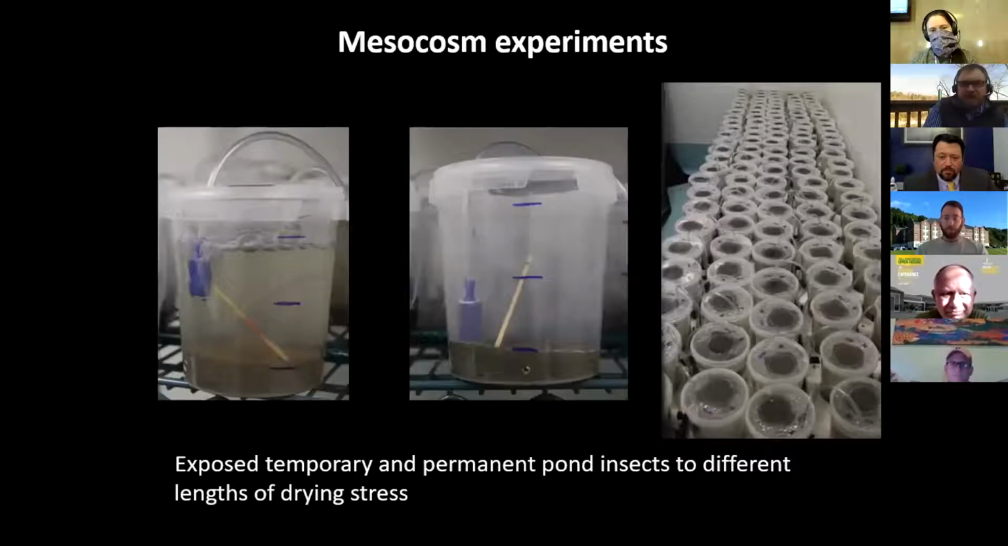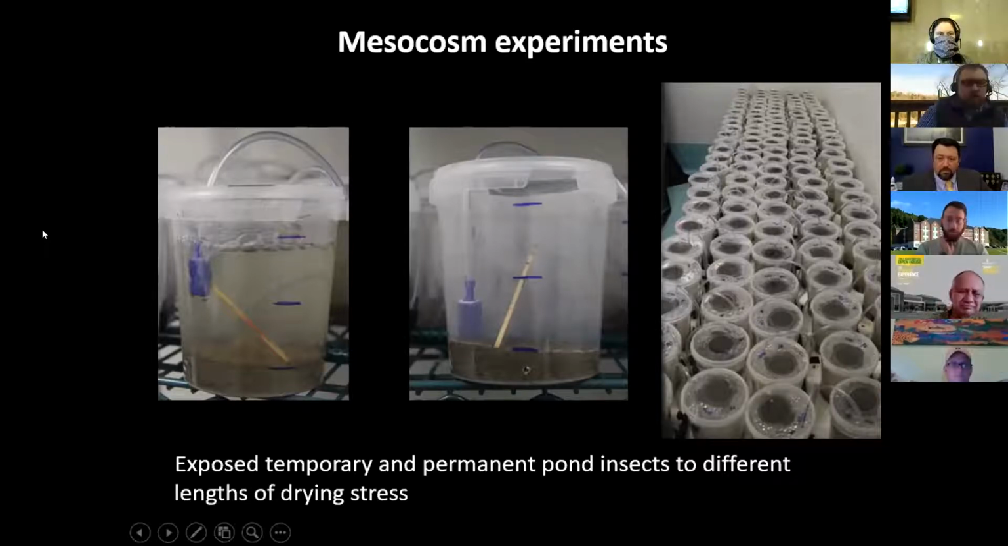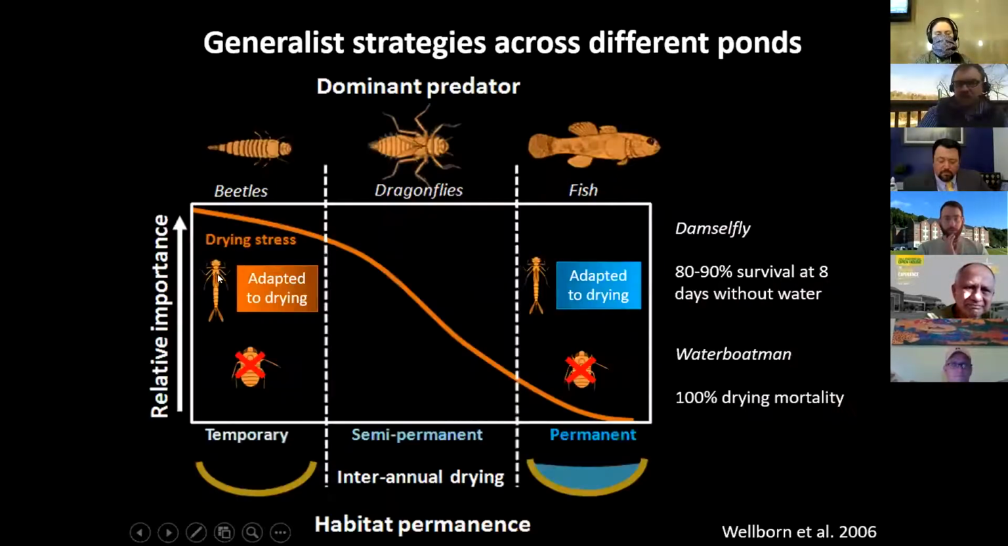I also did some laboratory experiments where I created these very fancy, smaller mesocosms. I carried some pond sediment back to the lab, put it in these containers, and then dried them up over a period of time. And I measured whether or not they were able to survive periods of drying. What I found was that the damselflies seemed to be adapted to drying. About 80 to 90% of them were able to survive at least 8 days without water. And this is important because there was a time when these ponds would dry up, you might get a little bit of rain, they would have water for a bit of time, and then it might dry up again.